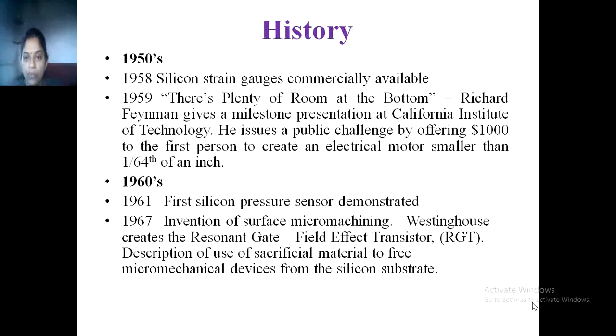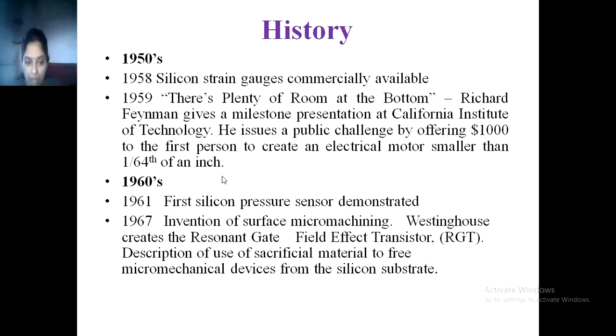He issues a public challenge by offering $1,000 to the first person to create an electrical motor smaller than 1/64 of an inch. So in the 1960s, the first silicon pressure sensor was demonstrated, and in 1967, the invention of surface micromachining.